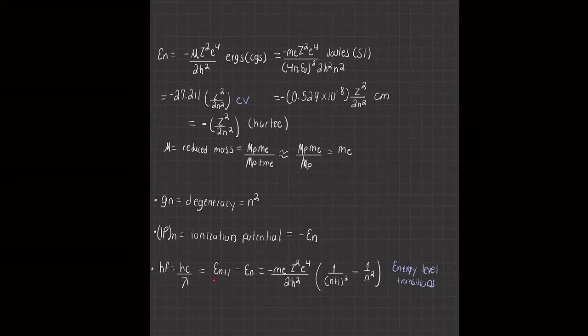So you basically subtract these two equations and use this here. If you want to use Hartrees, you can negate these terms and solve for it. If it's from n=1 to n=2, just plug in 1 here and you'll find what the energy level transition is, and solve for the frequency or the wavelength based on what they ask you in the question.